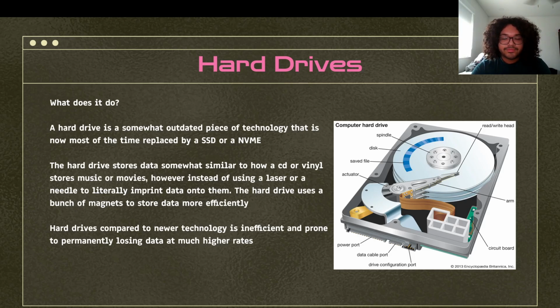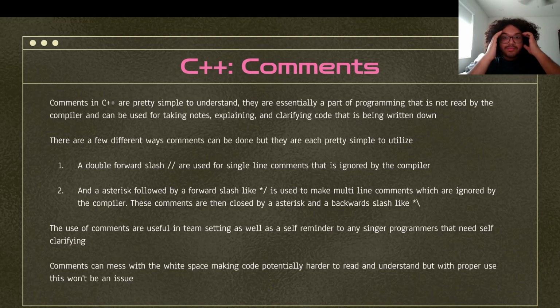Now, as for the C++, we begin with comments. Comments are a useful tool for programmers to essentially use as a messenger for future programmers or the future versions of themselves when they're going back and reading their code. It can be used to explain code, simple note taking for later, clarification, things like that.